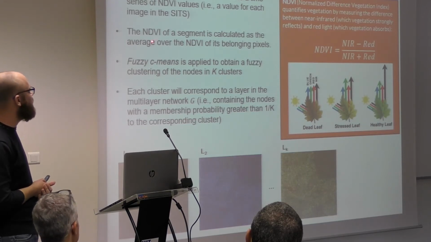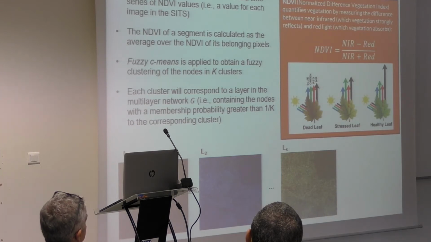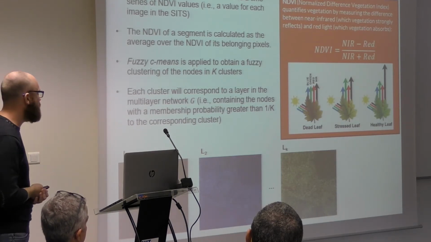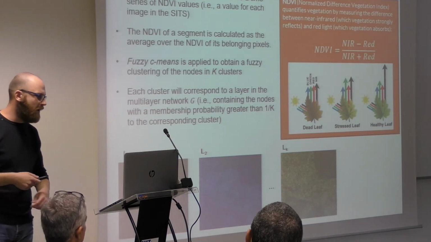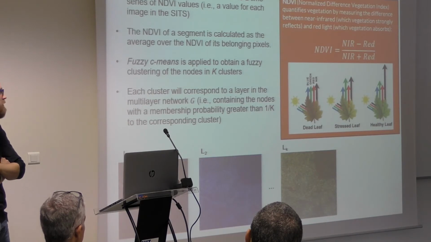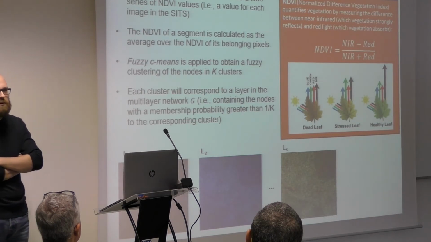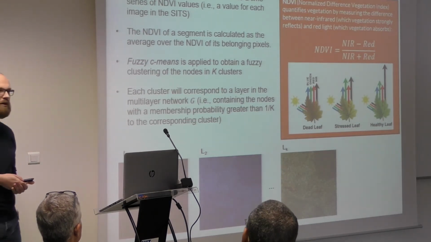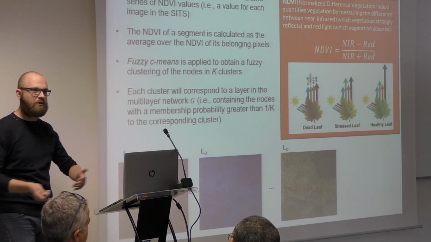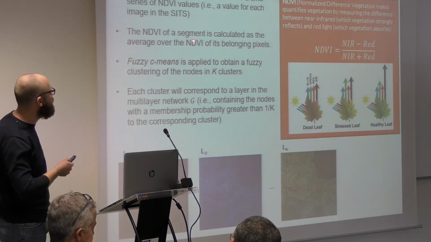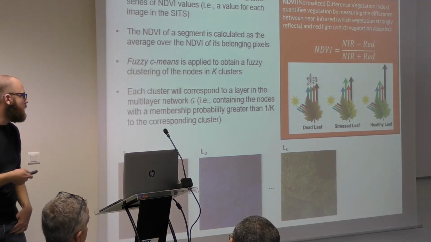So we associate the time series of NDVI to each pixel in the image, and then we do the average for each segment. And then we cluster the segments based on their time series of NDVI. Well, what is the point? What is the meaning of that? The meaning is that the clusters will correspond to different functional classes, okay? Because each functional class, so natural areas, cropland, urban areas, they will have different time series of NDVI, completely different. So this is the meaning.